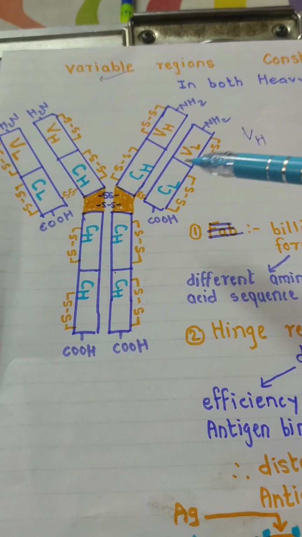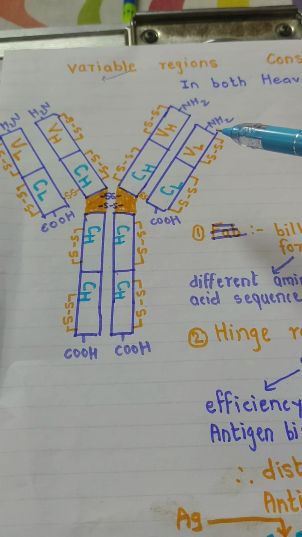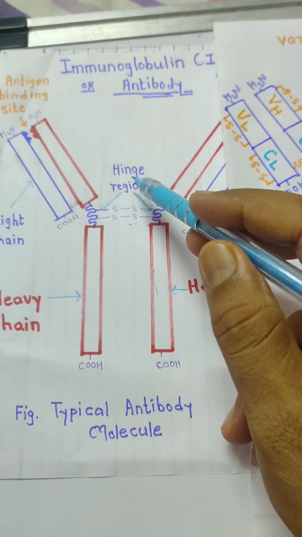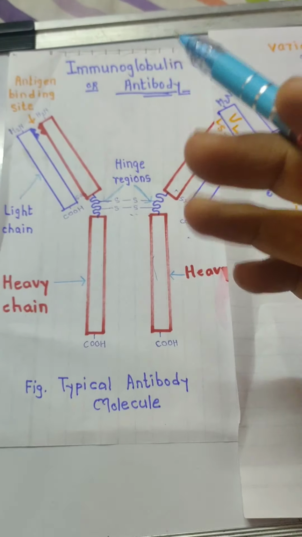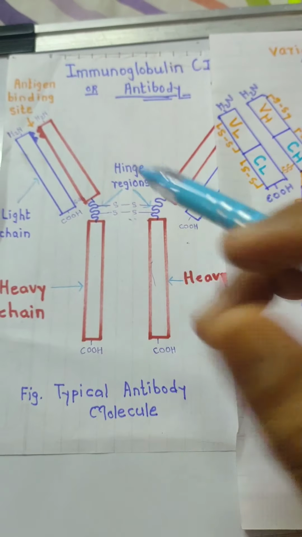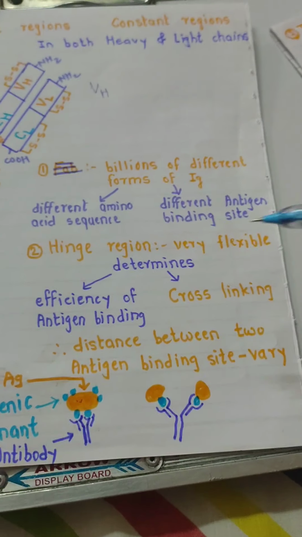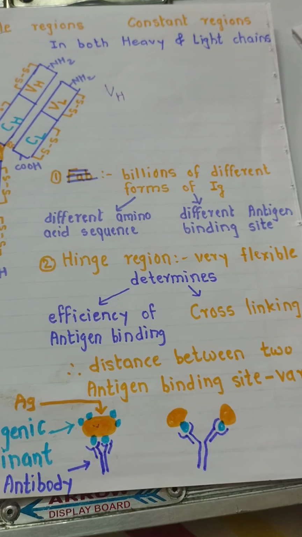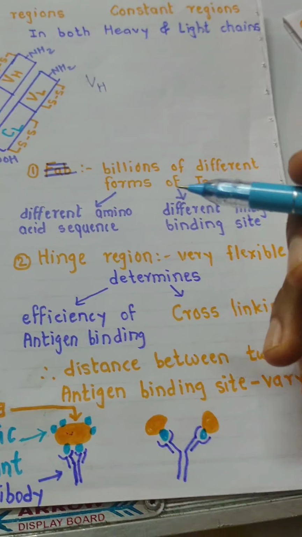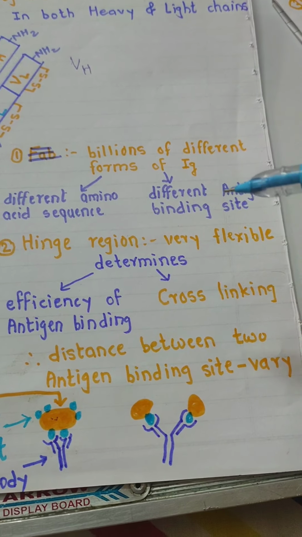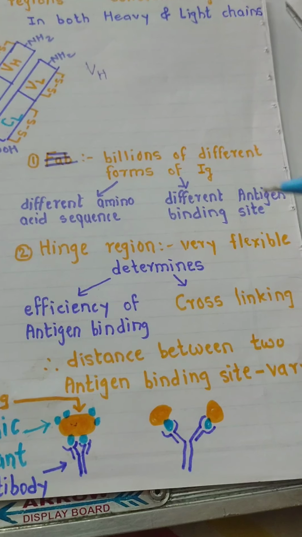As we know, a polypeptide chain has two termini, amino terminal and carboxyl terminal. And this is the hinge region. It plays a crucial role in the immune system. There are billions of different forms of immunoglobulins due to the presence of different amino acid sequences and different antigen binding sites.